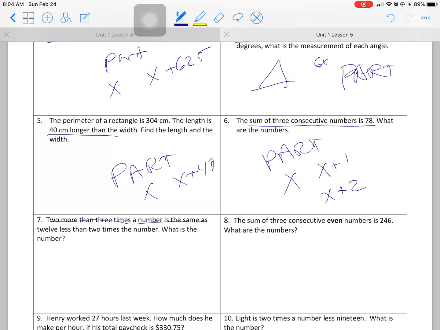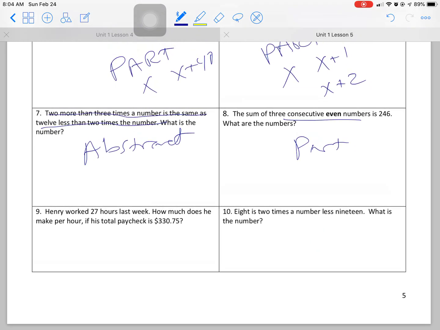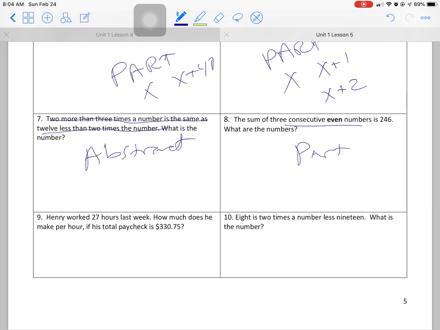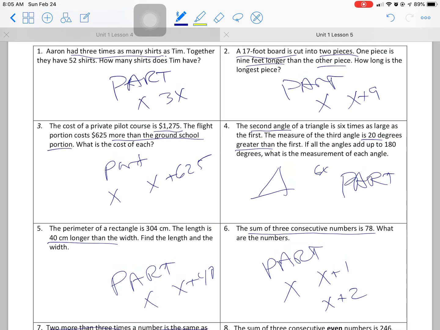2 more than 3 is the same as 12 less than, okay, that's an abstract. 3 consecutive is a part. I'll do these on the next video. This many hours he makes per hour, that's a rate. 8 times 2 is less than, that's a part. It doesn't look like we're doing many rates here, but we are. I mean, we're doing more rates in the next unit, so that's probably why we're focusing on the other ones we won't be coming back to. All right, I'll do another video on those.